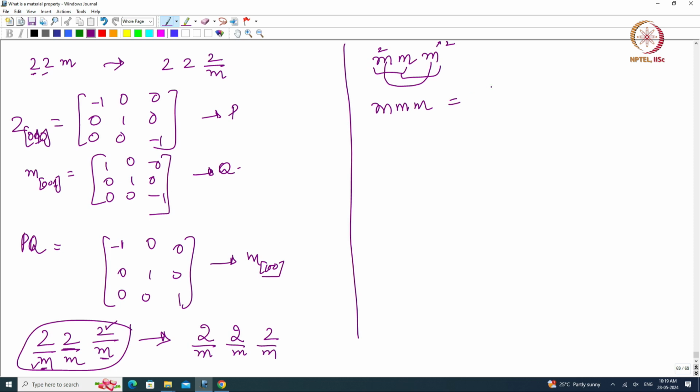Okay. So now if I list out the number of elements, m m m is the same as 2 by m 2 by m 2 by m. This is a short form notation.